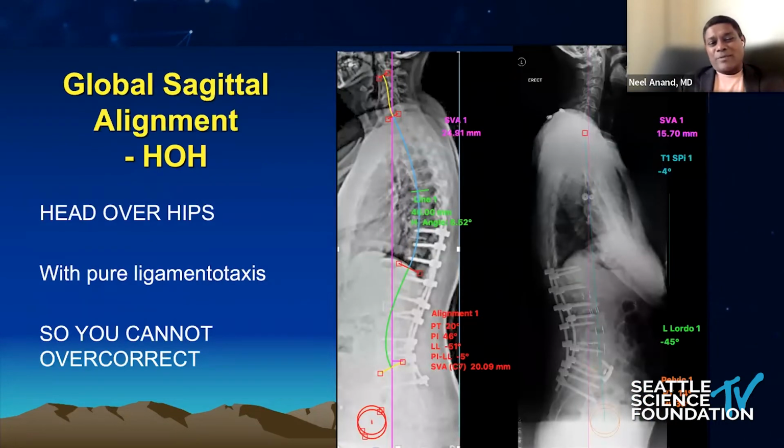Now, global alignment to me has been simple, head over hips. And this is pure ligamentotaxis. I'm going to repeat this again. You actually cannot overcorrect a patient because you have not done an osteotomy. You're achieving pure ligamentotaxis to get the correction. So hopefully we can go back to talk about that in a minute, how that comes about.